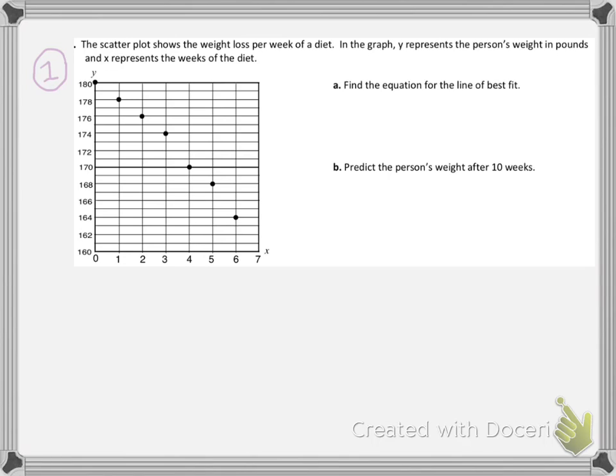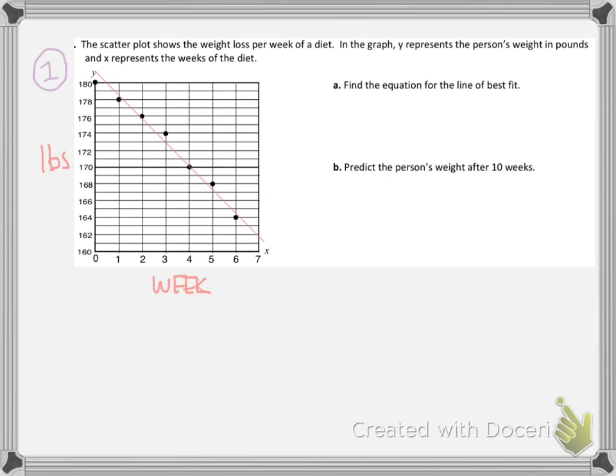So here we've got a scatter plot. It shows the weight loss per week of a diet. In the graph, Y represents the person's weight in pounds. So Y is equal to pounds. And X represents the weeks. So this represents your weeks. Okay, so find the equation of the line of best fit. So looking at this, what's going on here? It's decreasing, right? So the slope there should be negative whenever you calculate it.